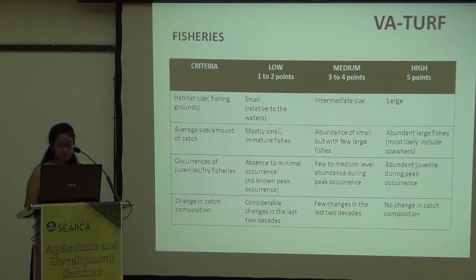This is because, again, fisheries is size selective, so eventually through time, the larger ones are fished, and then what remains are the smaller ones, so there's a change in catch composition. This also translates to losses in species diversity. So the change in species diversity indicates low adaptive capacity.